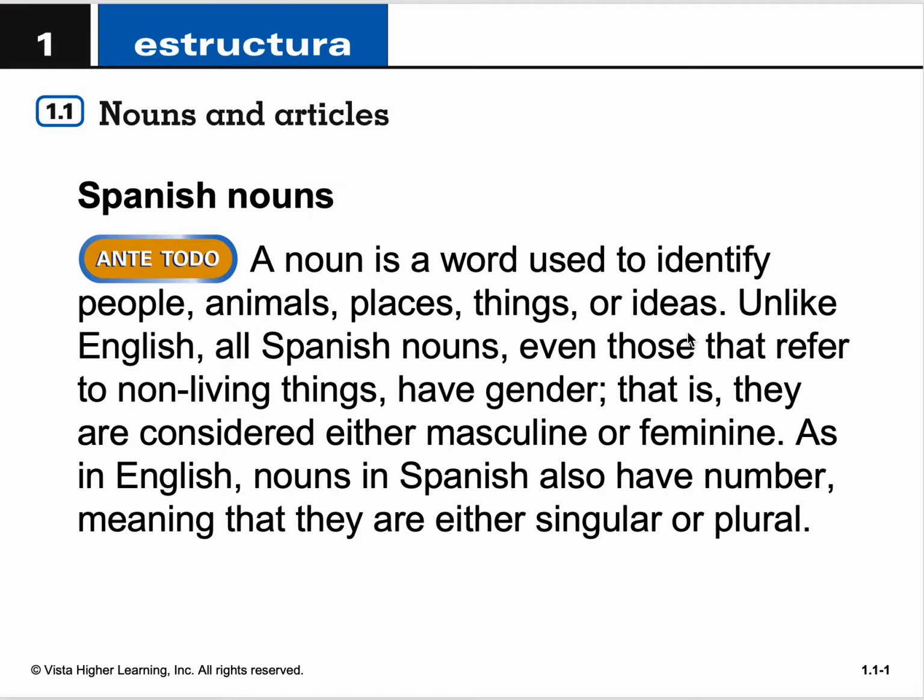Just like in English, a noun is going to be a word that's a person, place, or a thing, or an idea. So an idea sometimes is the piece that gets left out there. The difference in English and Spanish is that even those that refer to non-living things have a gender. So in English, we wouldn't give a plant a gender. But in Spanish, it would have a gender that would determine the article that comes before the word.